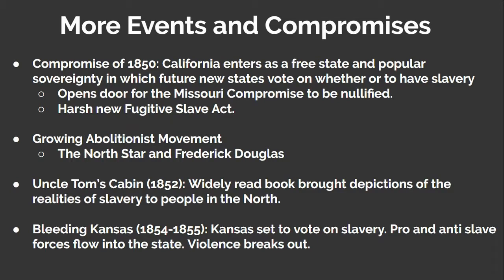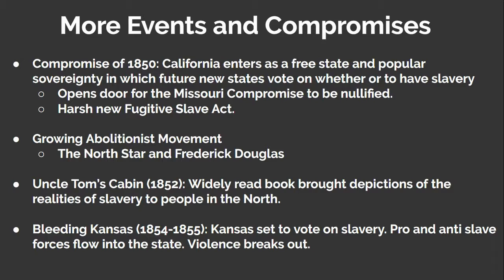And also, as part of California entering as a free state, there's a very harsh new Fugitive Slave Act. Now, there were a couple of Fugitive Slave Acts already on the books, but this one really threatened the sovereignty of northern states. It made it possible for someone who was helping a slave in the North to face criminal charges themselves. It made a lot of people in the North feel like they were now a part of the slave system. And a lot of them didn't like that.